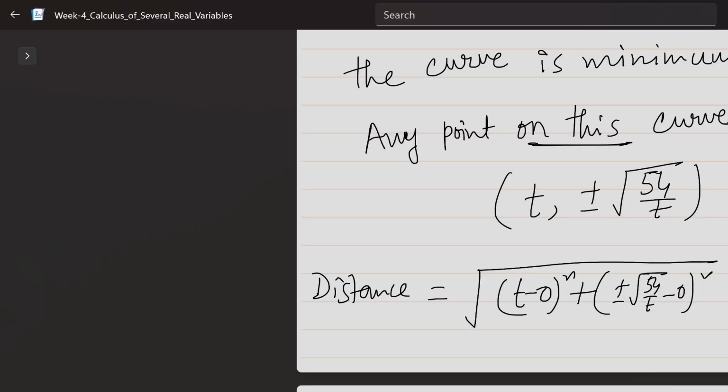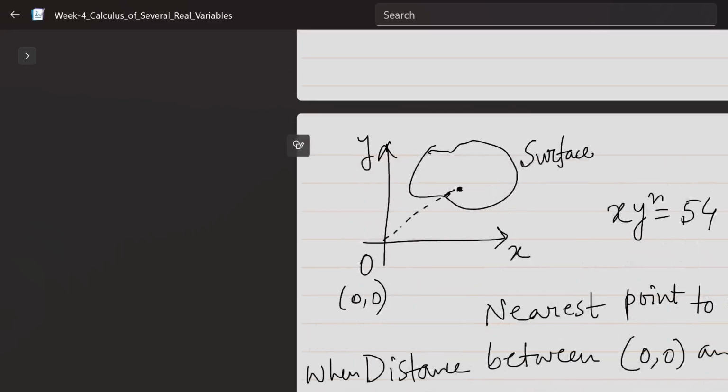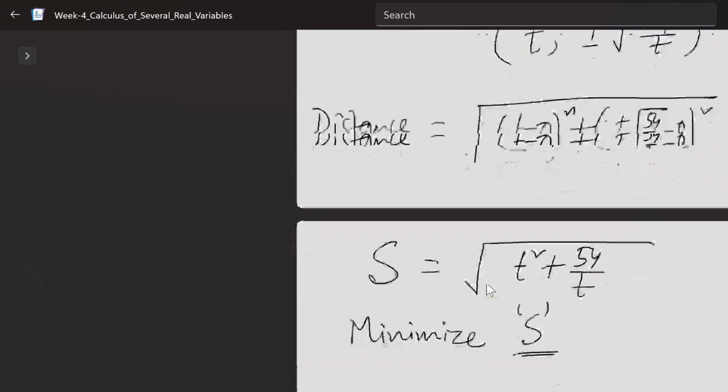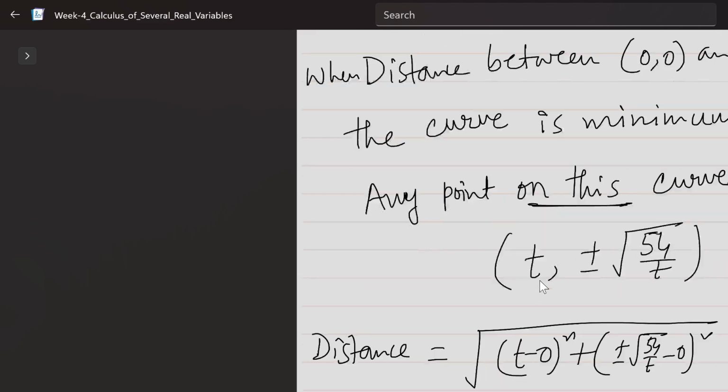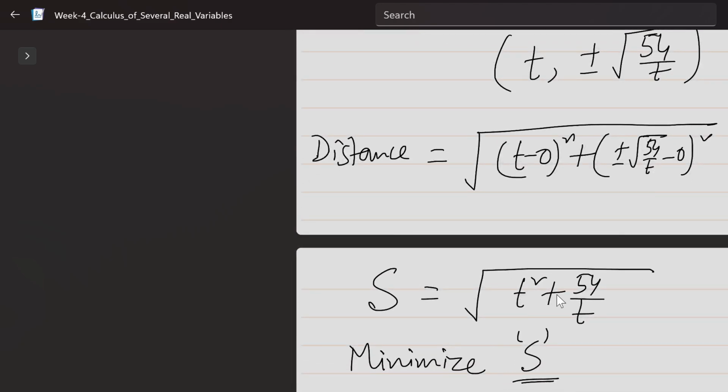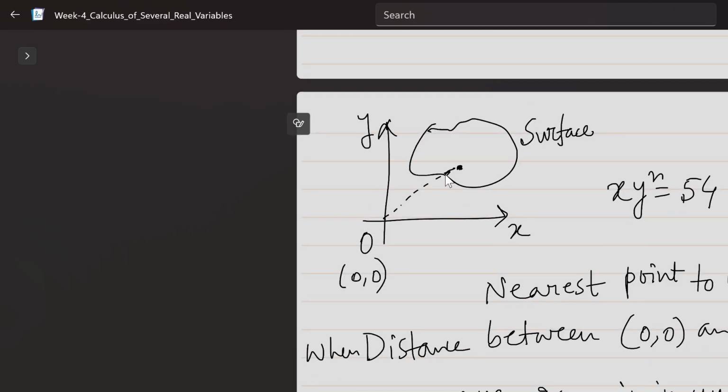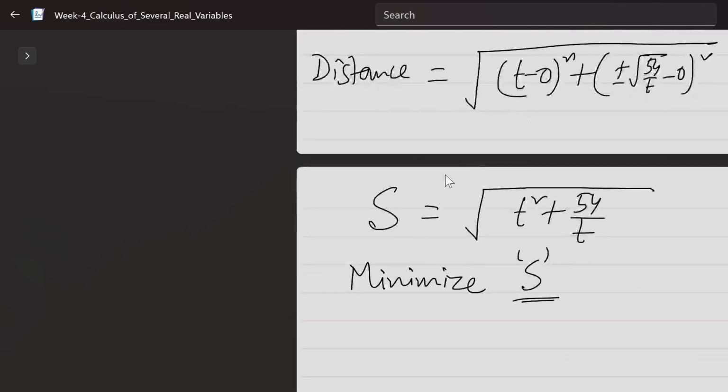Minimization means the distance is minimum, that means which point is closest. Minimizing s means you will get t equal to something, for which value of t this s is minimized. This t will give you the point on the surface that is closest to the origin.